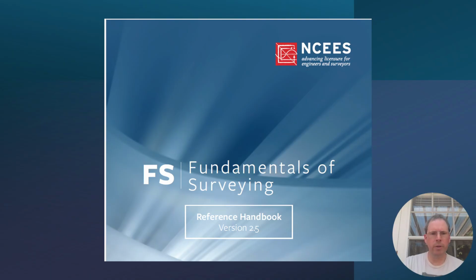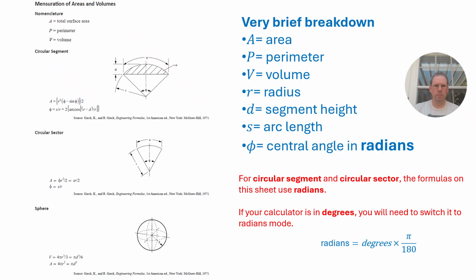And let's take a look at the very next set of equations that comes up now. It's the measurement of areas and volumes. So you have these different circular segments, circular sector, and sphere. Very briefly, I just went ahead and defined the terms. A is area. They give you these here. P is perimeter, V is volume, R is radius.